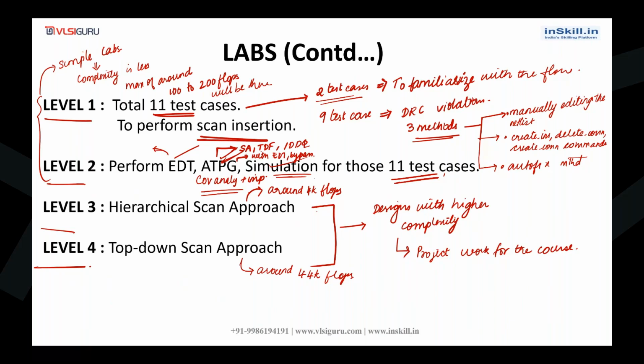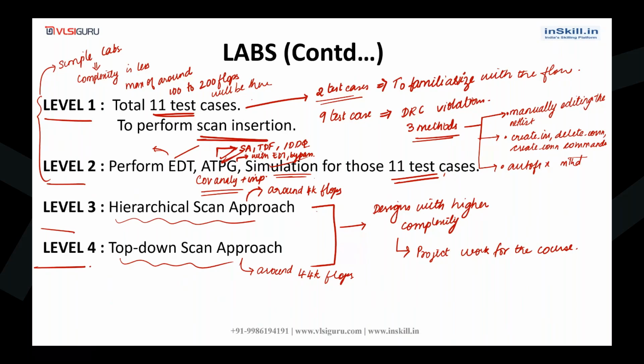And level 3 and level 4 projects, as I told, are designs with higher complexity. In level 3 projects we'll be doing the hierarchical scan approach, and in level 4 projects we are going to do the top-down approach. Level 3 and level 4 projects will cover the complete flow. In level 1 and level 2 projects, we didn't do IJTAG and EMBED insertion, OCC insertion, all those things. But in level 3 and level 4 projects, we'll cover everything.